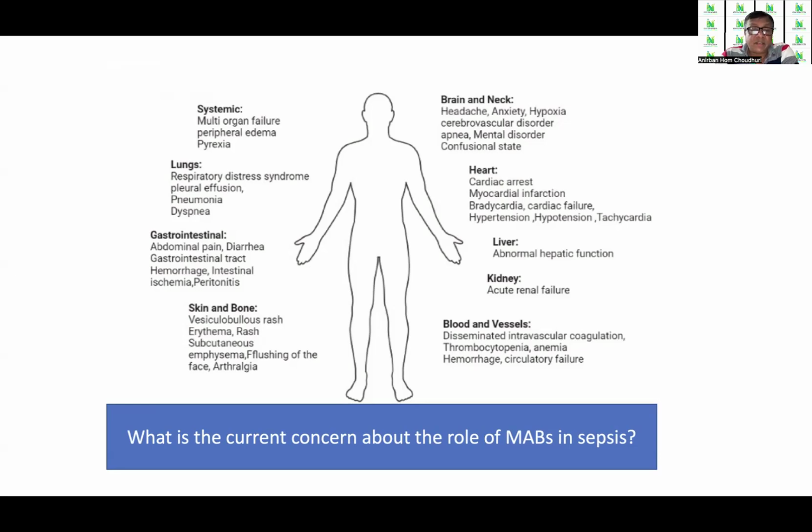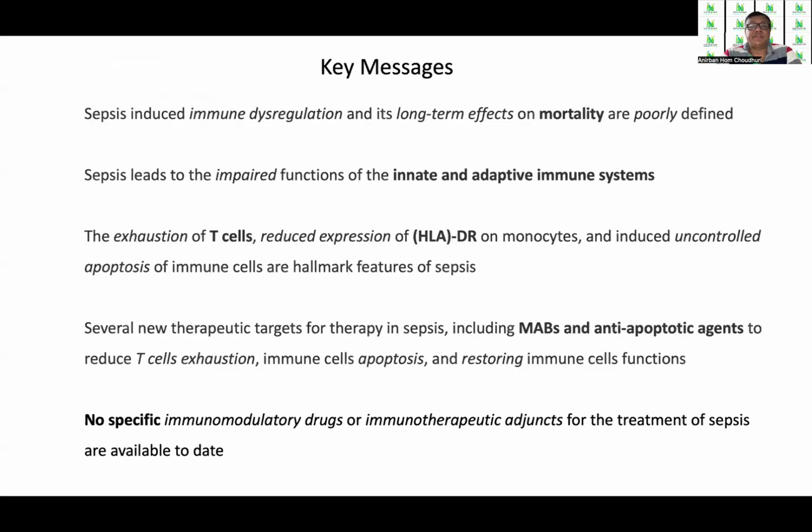So, what is the current concern about the role of MABs in sepsis? Well, a lot of research is underway, and we hope that very soon it will come into the foray and be able to reduce a lot of complications that are accounted for by not using the drug, using the alternatives. Maybe after MABs become available, we can get more information about their benefits or situations where they are likely to cause benefits.